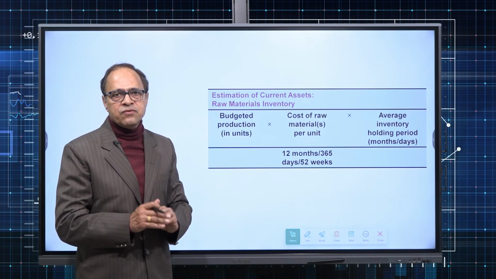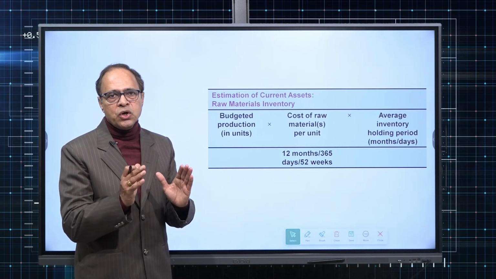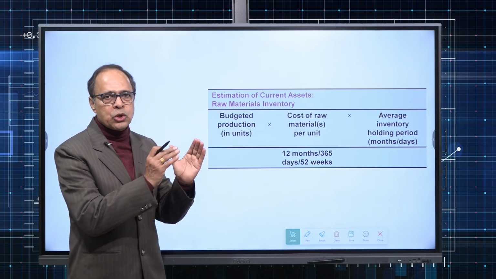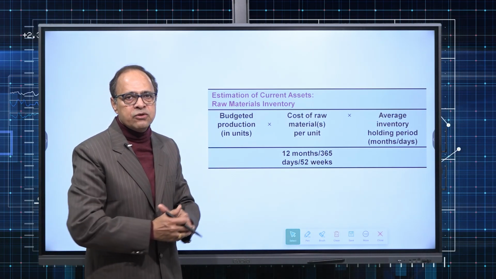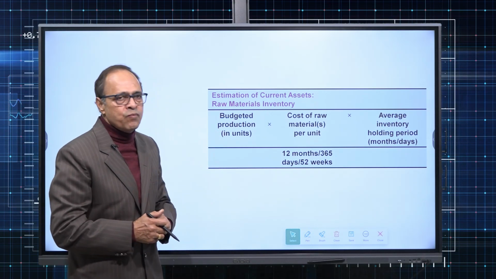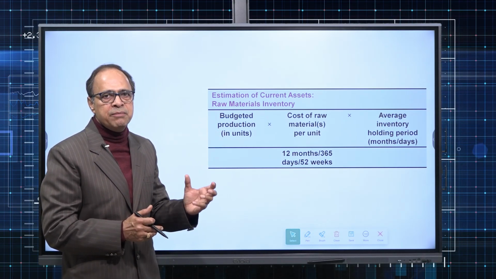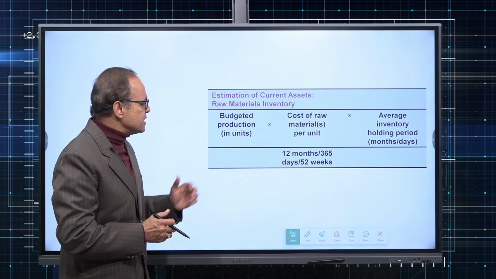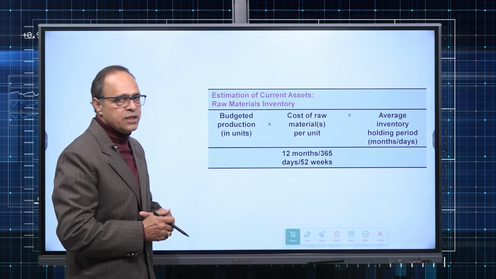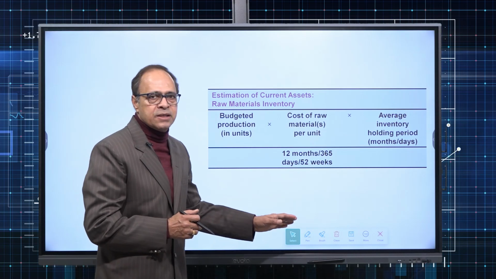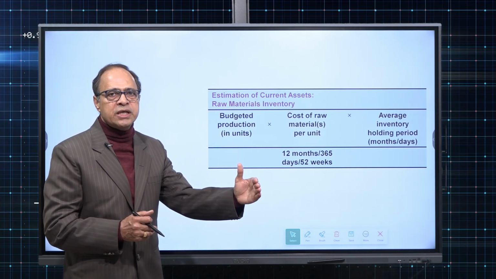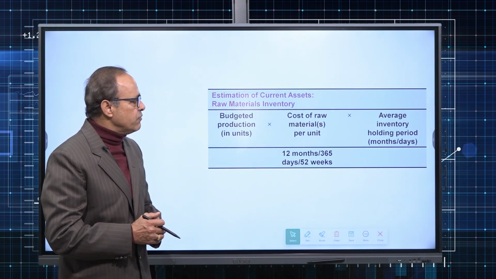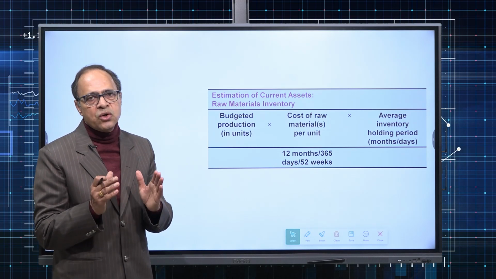Now, estimation of different current assets. The first current asset within the inventory or stock category is raw material. As you know, if a manufacturing company is there, they procure the raw material, process it and convert that into finished goods. So how much money will be invested in raw material inventory to sustain a particular level of production? The formula is clear: budgeted production in units. The word budgeted simply indicates how much production we have estimated for a future time period. Then cost of raw material per unit multiplied by average inventory holding period with reference to raw material.